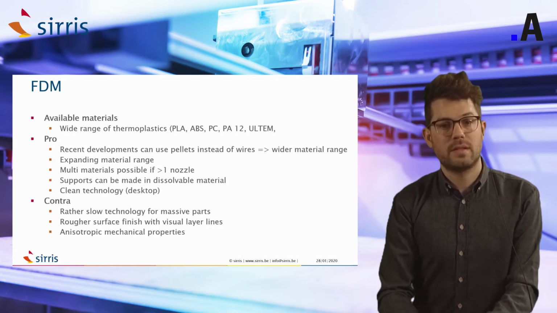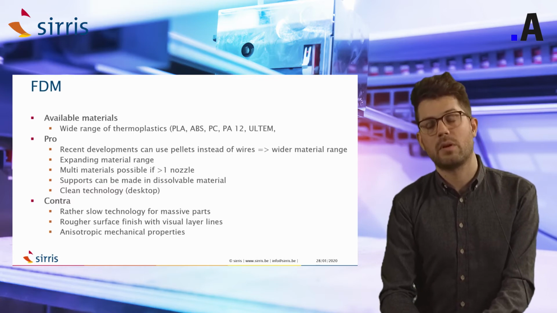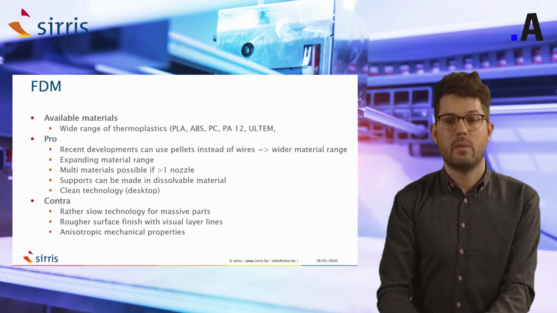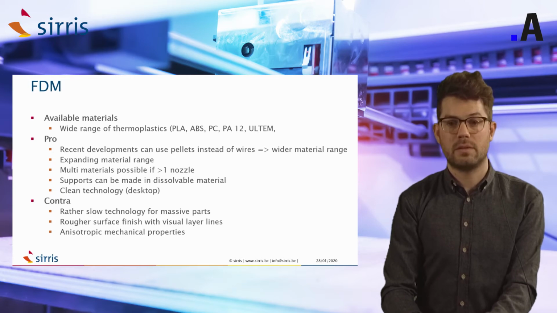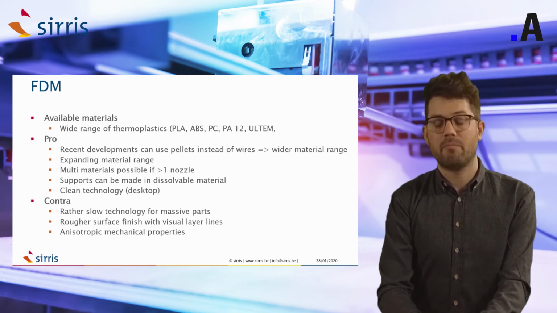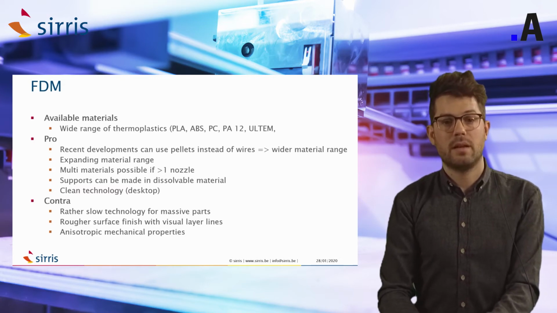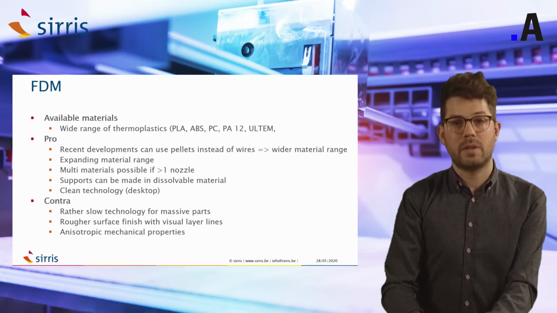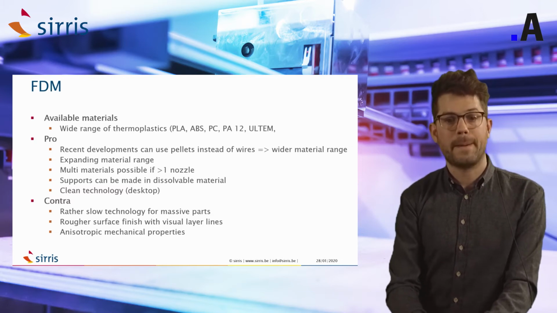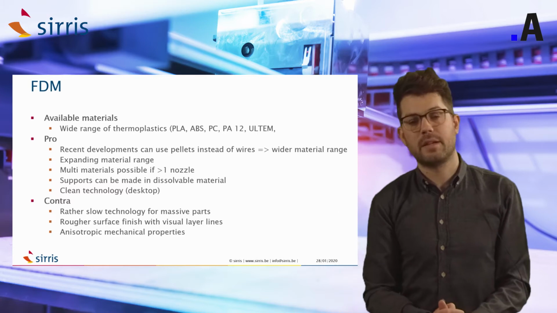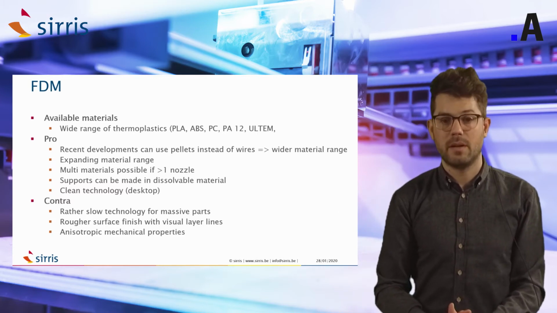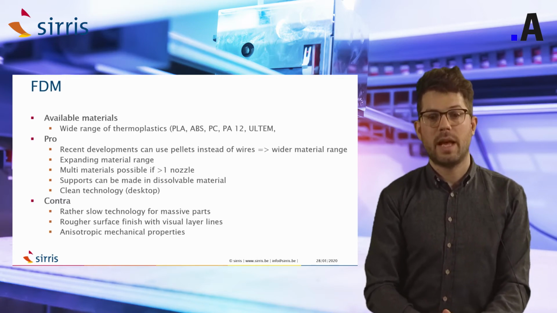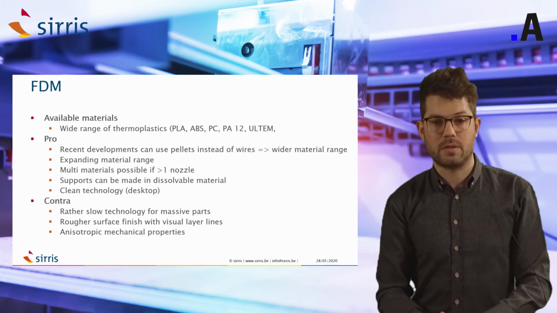The advantages of this technology and those materials are that with newer technologies, we can use pellets instead of wires, which will widen the material range even more. Materials are still under development, so every year or month there are new materials coming. We can combine different materials if we have more than one nozzle. As with stereolithography, we had the support structures in the same material. With FDM we can use another material to print the support structures, and those supports can be dissolvable afterwards.